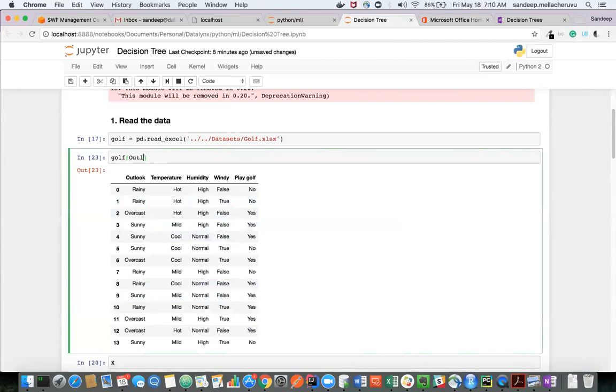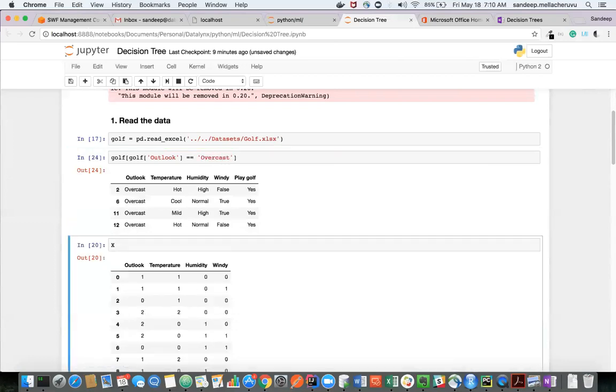Golf of outlook equal, golf of, again golf of outlook equal to overcast. If I do this, I'll get only overcast values.